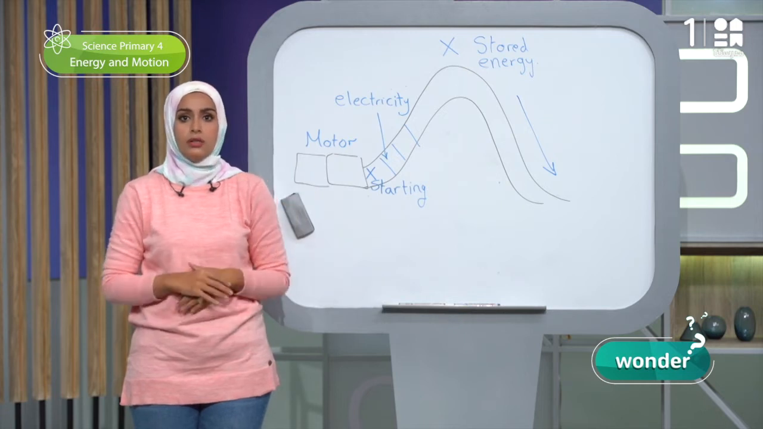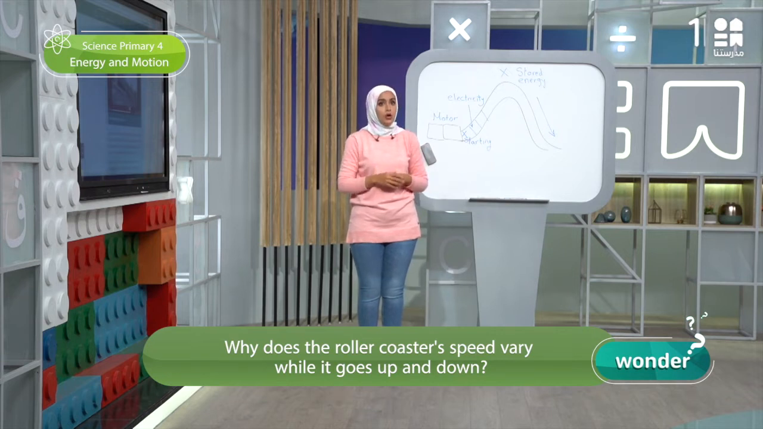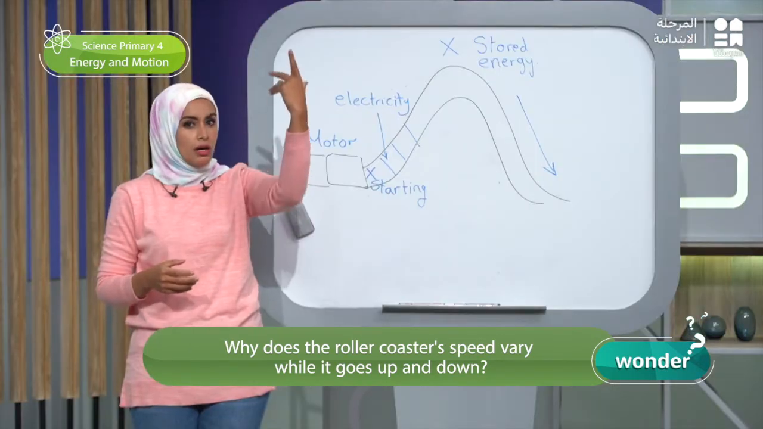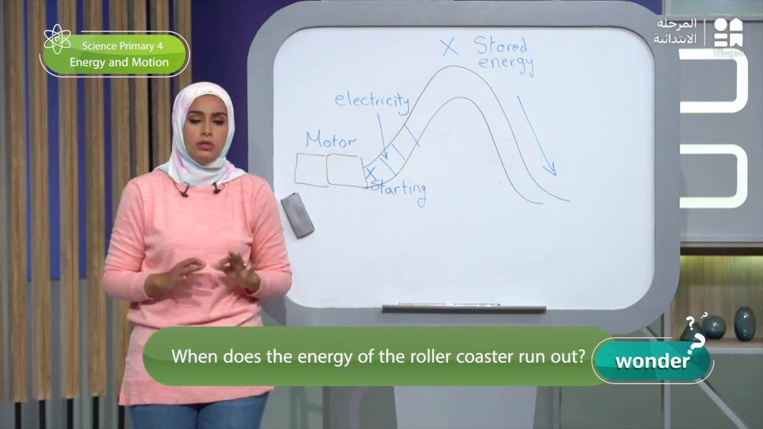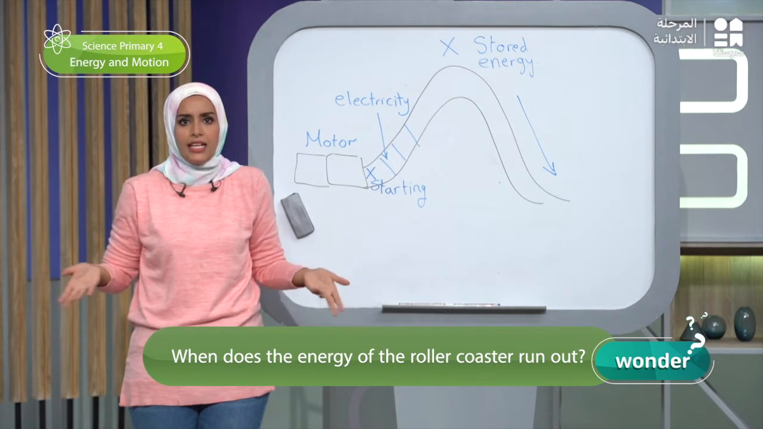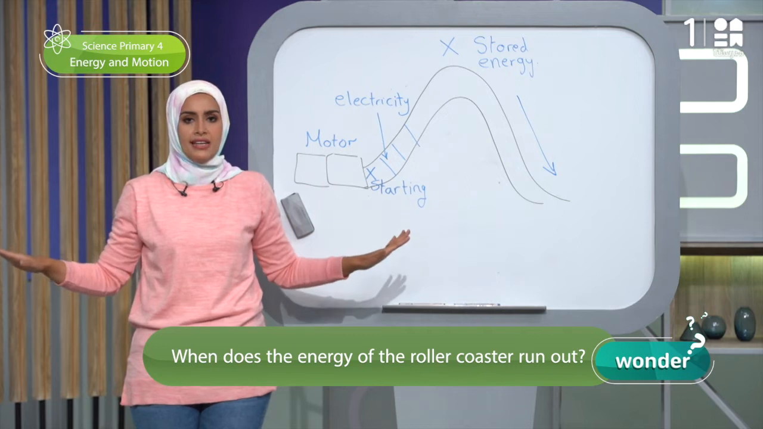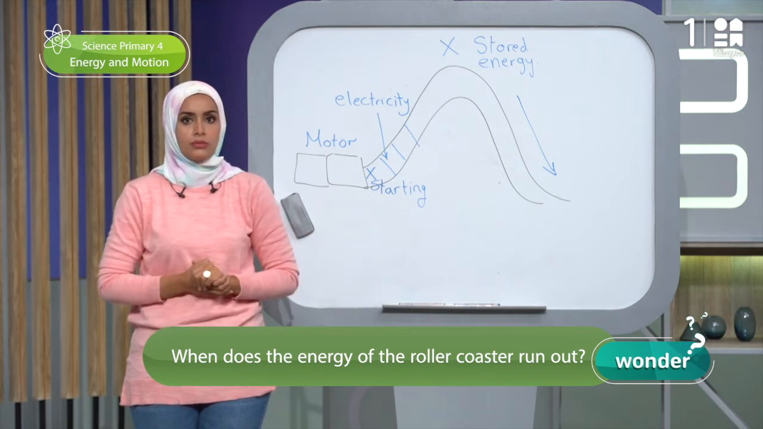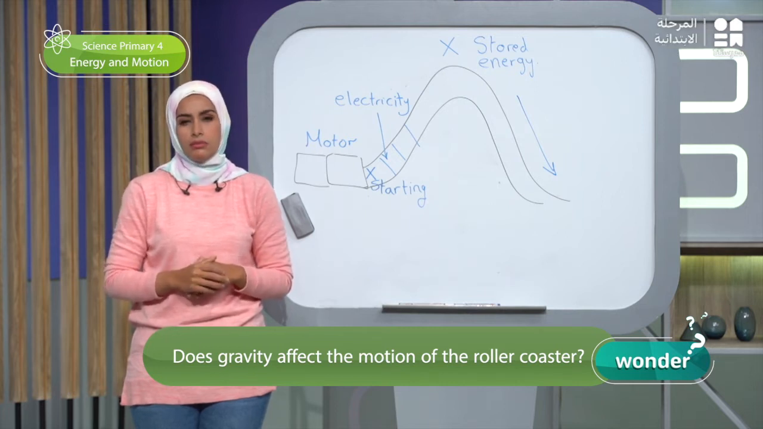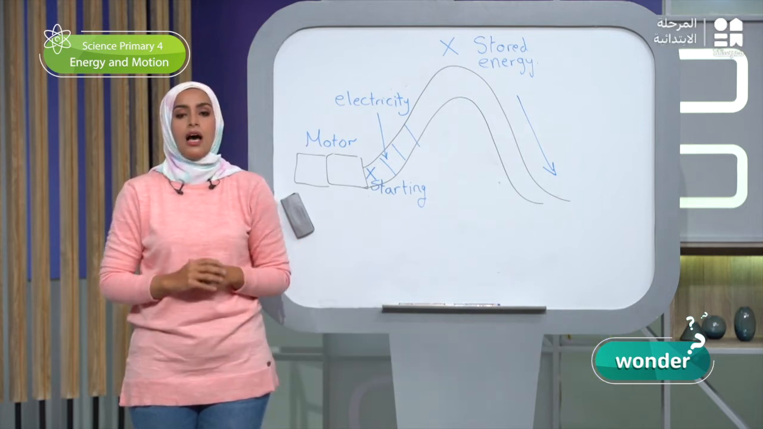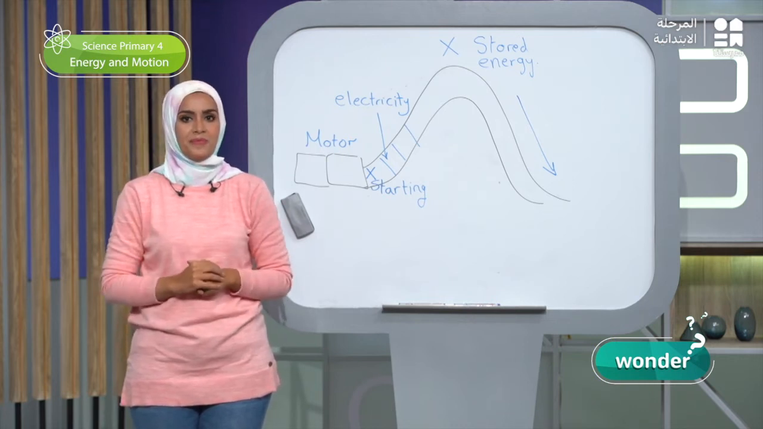The questions are: why does the roller coaster speed vary while it goes up and down? ليه سرعته بتتغير وهو طالع وهو نازل؟ When does the energy of the roller coaster run out? يعني at what moment can I say that roller coaster runs out of its energy؟ خلاص خلصت الانرجي بتاعته. Does gravity affect the motion of the roller coaster؟ هيبقى فيه تأثير للجاذبية؟ I'm sure that you think about different questions about the investigative phenomena.